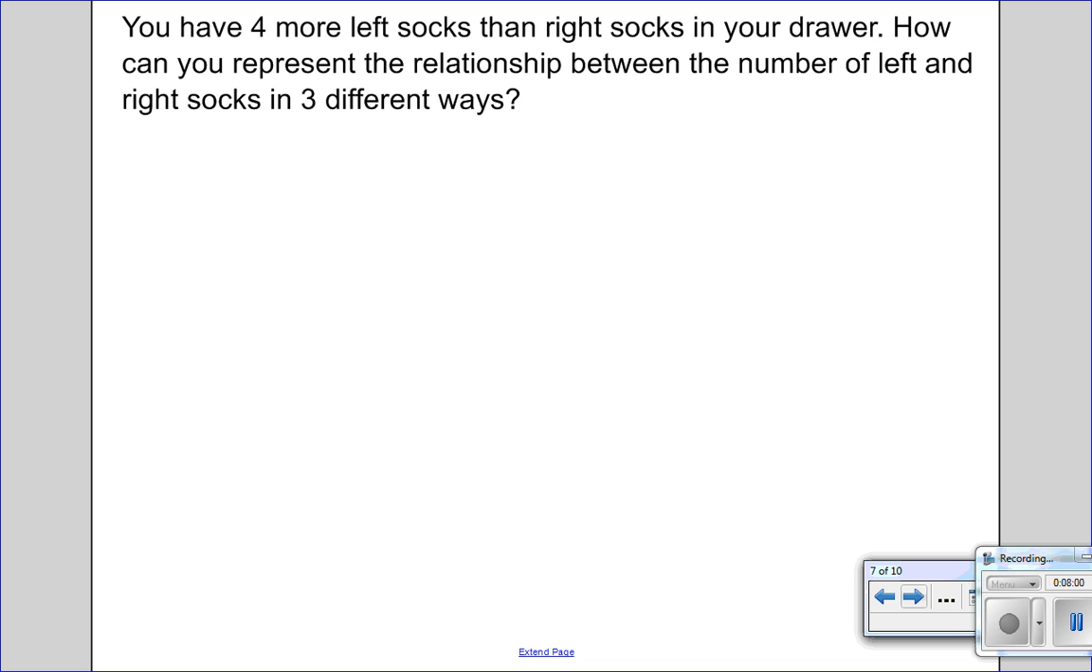Try this problem. You have 3 more left socks than right socks in your drawer. How can you represent the relationship between the number of left and right socks in 3 different ways?